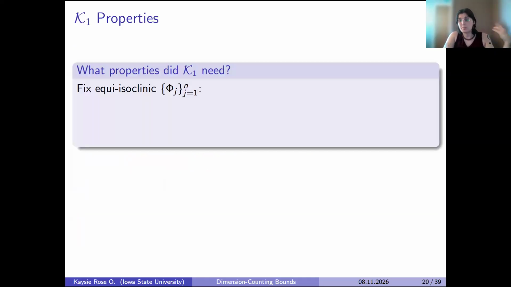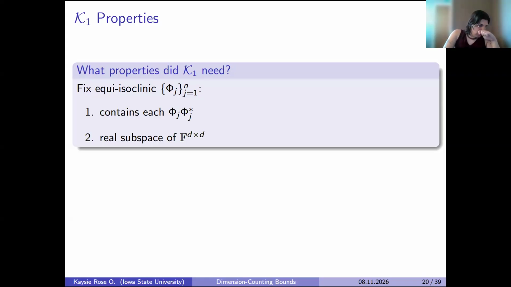So the properties in that proof that K1 needed: you start with your equi-isoclinic sequence. It needed to contain all of the projections onto the subspaces, and it needed to be a real subspace of F^(D by D), because that's where those projections live. If you go through that proof of Lemons and Seidel, these are the two properties of K1 that they use. This is it. They define K1, they show it has these two properties, and then the proof just falls into place.